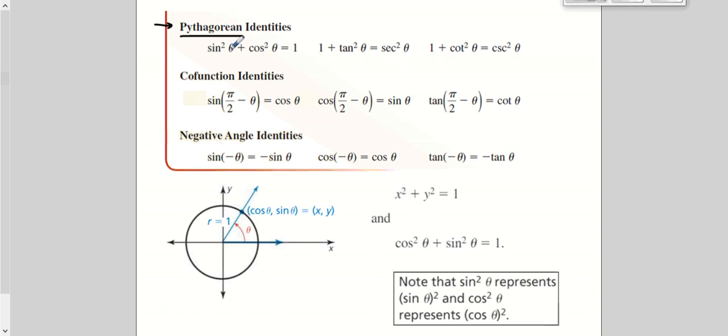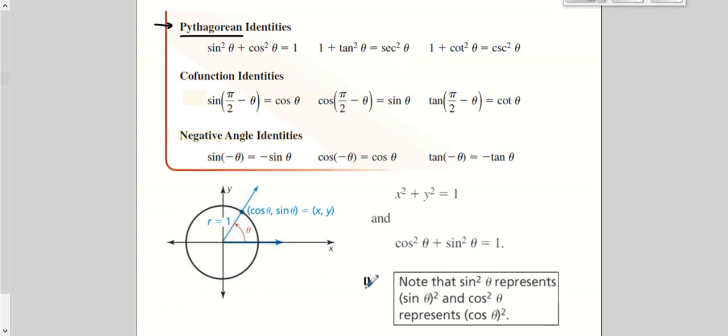But you can also see that these Pythagorean identities come from this fact, that x squared plus y squared equals the radius squared on the unit circle. R is 1, so 1 squared is 1. The x squared is cosine squared on the unit circle, and y squared is sine squared.